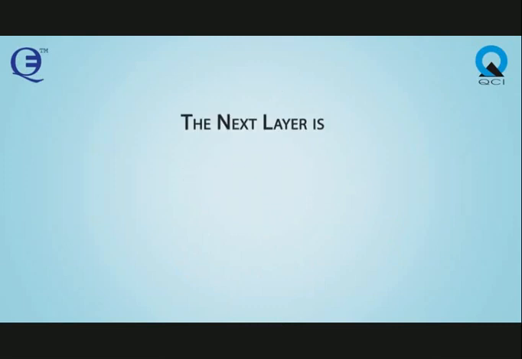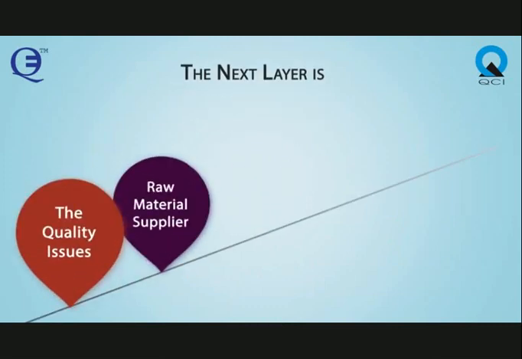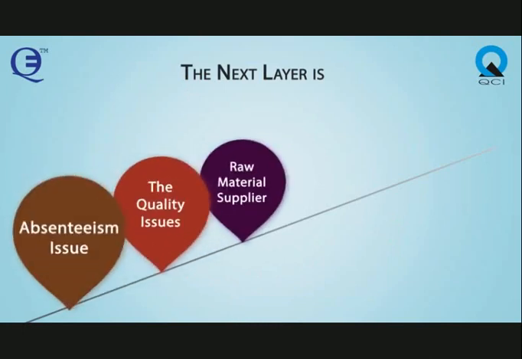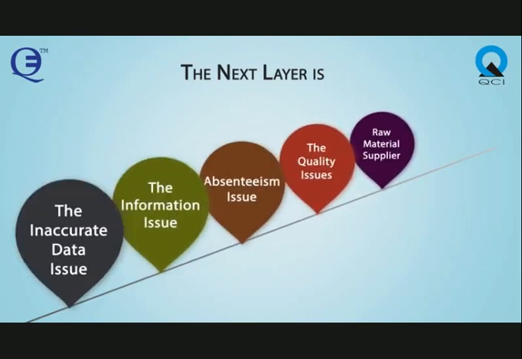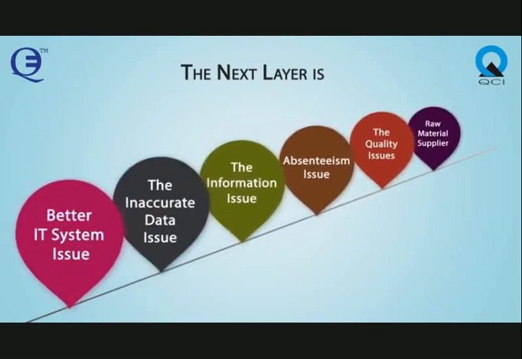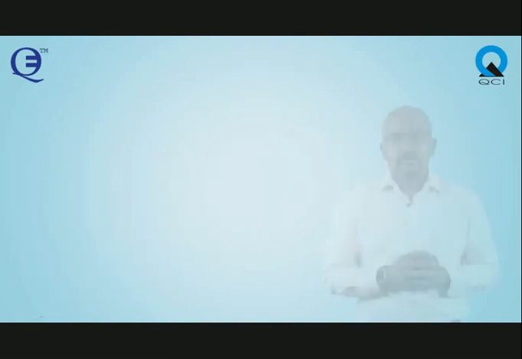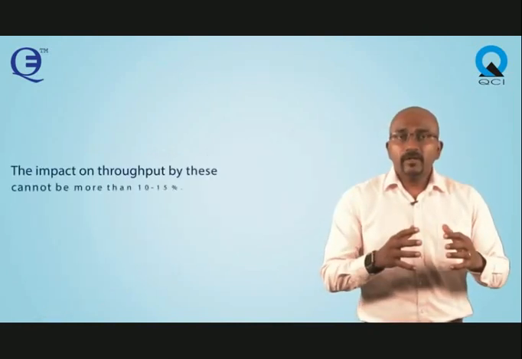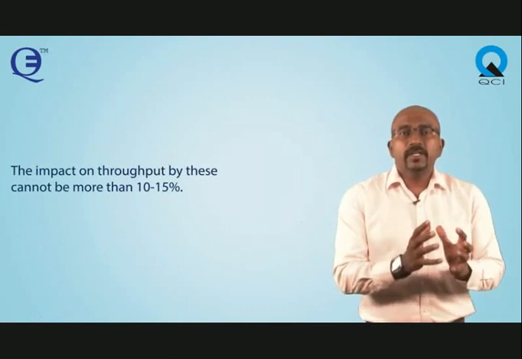the next layer is the raw material supplier, the quality issues, the absenteeism issue, the information issue, the data is not accurate issue, we need better IT systems issue, we need better skill force. This is the second layer. However, the impact on throughput by these cannot be more than 10 to 15%.